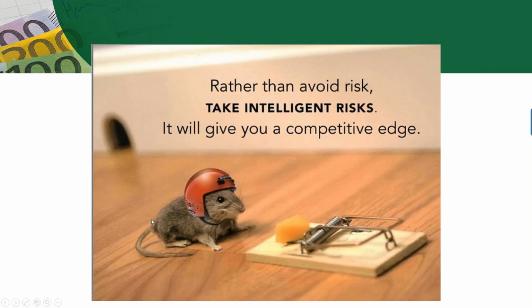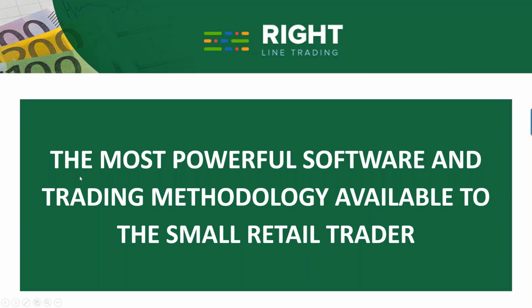Just like this little mouse here. He wants that piece of cheese. And he says, well, you know what? If this thing hits me in the head, so be it. He's wearing his crash helmet. That's intelligent risk.